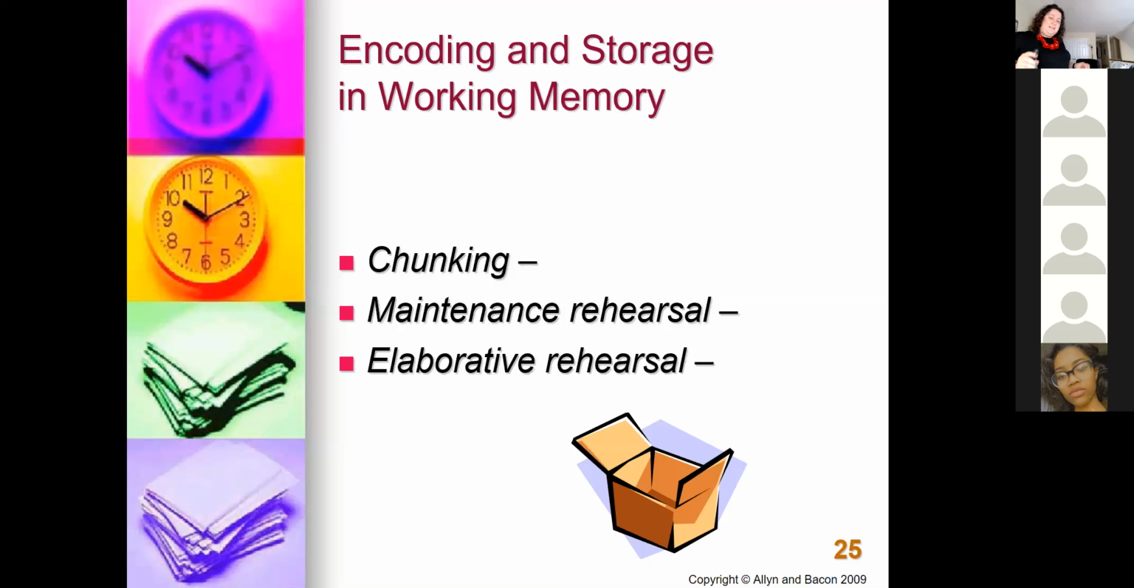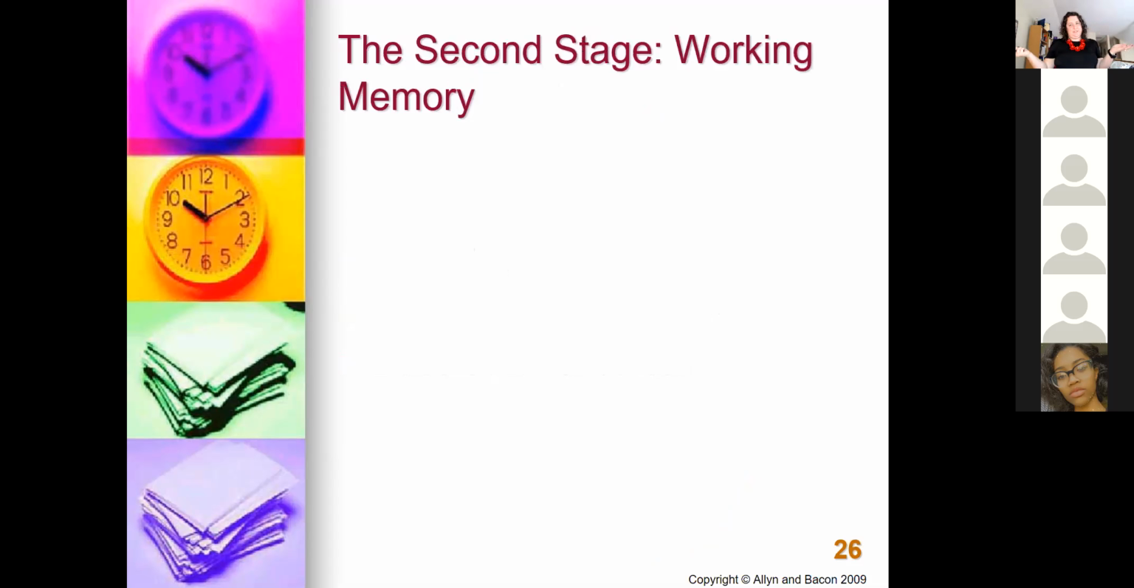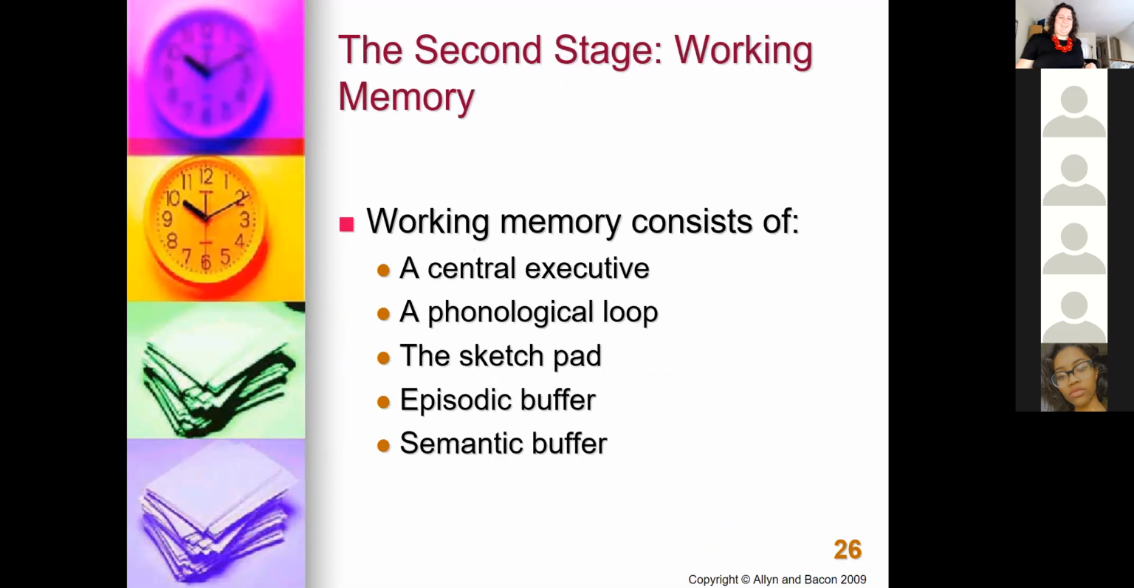And then elaborative rehearsal is where we actively review it and we relate it to the information in long-term memory. We make that deep semantic connection that helps it get encoded and put into storage in long-term memory. Like sensory memory, working memory has modality-specific parts that we as psychologists love to give fancy names to.